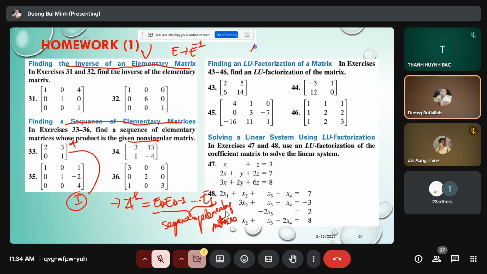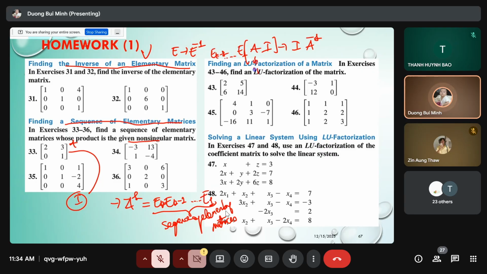We have A, and we want to get the inverse of A. So if I multiply E1 through E_{k-1} here and A becomes I, then this one times this one, you get this one times I, you get the inverse of A. Okay, correct.